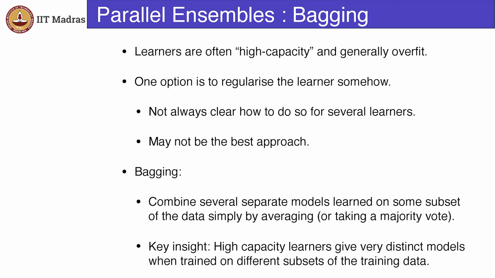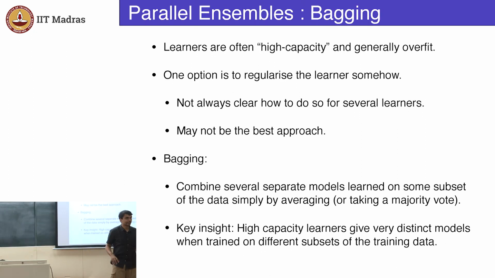What do we mean by high capacity? High capacity means that given any data, it can learn to 100% accuracy. On the training data, obviously. Not testing data, it cannot guarantee anything. But if you give any data, it will learn a model which will have 100% accuracy on the training data. An example is decision trees: you keep on running it, you will get 100% accuracy. So that's an example of a high capacity learner, and high capacity learners generally overfit.